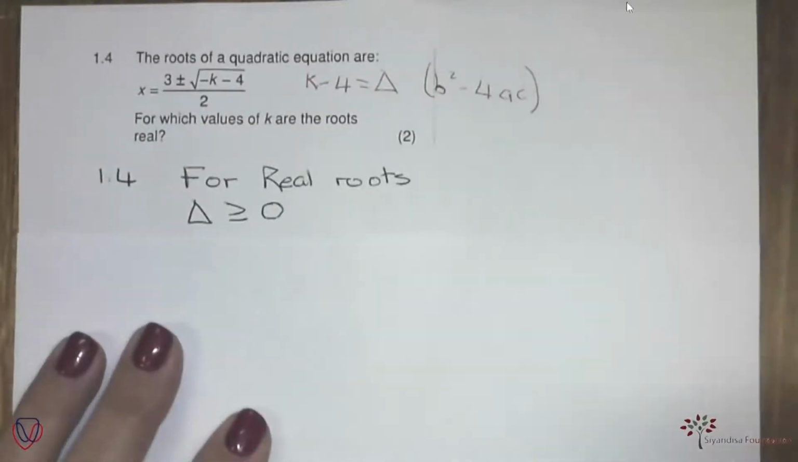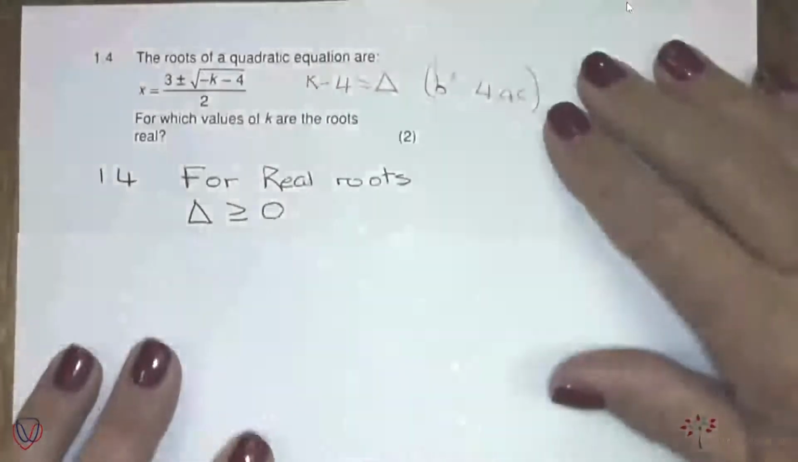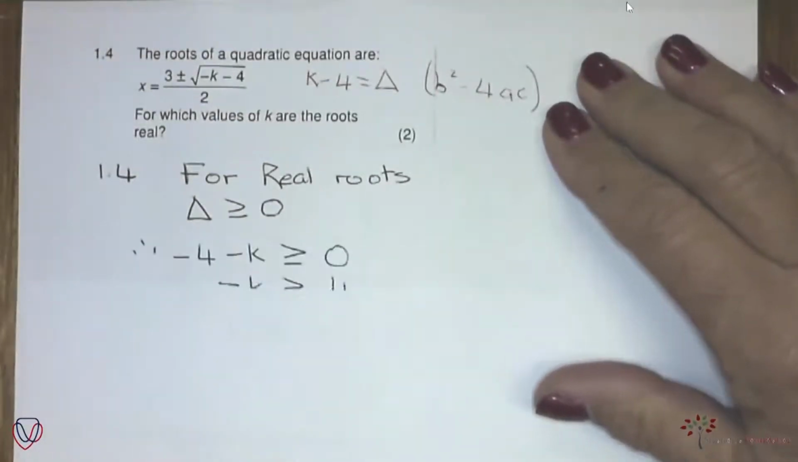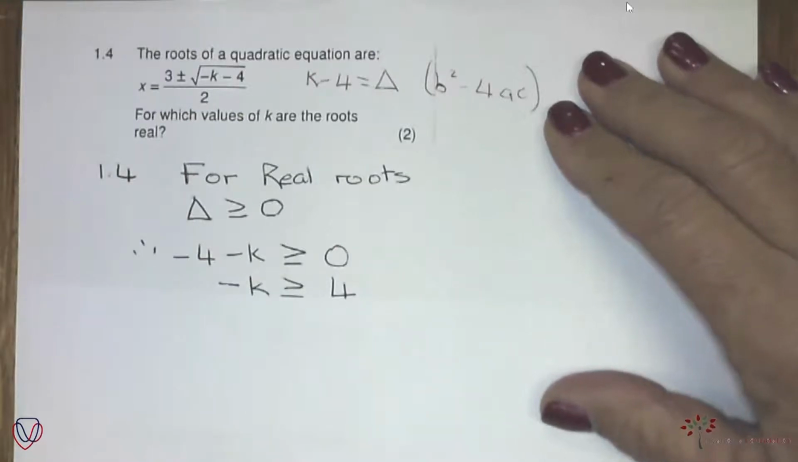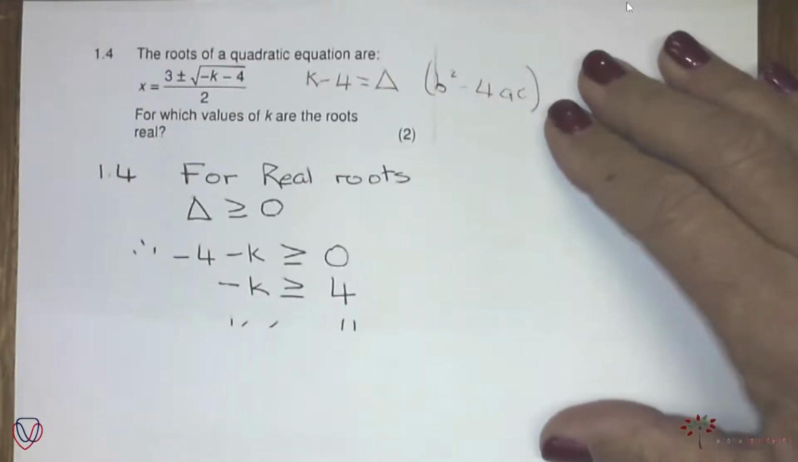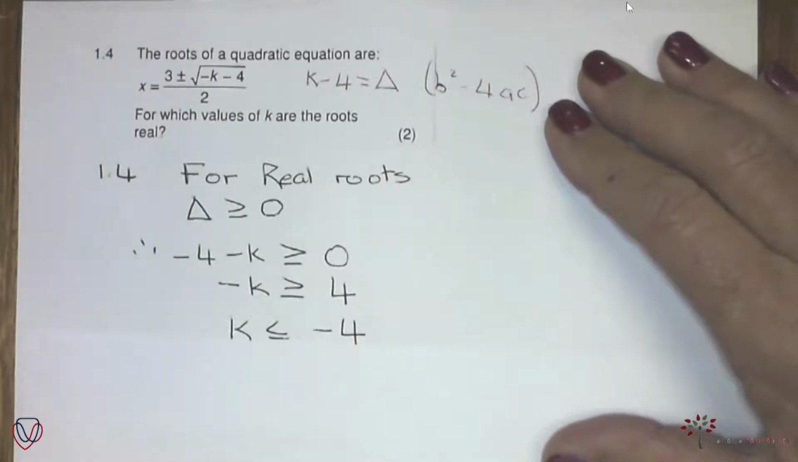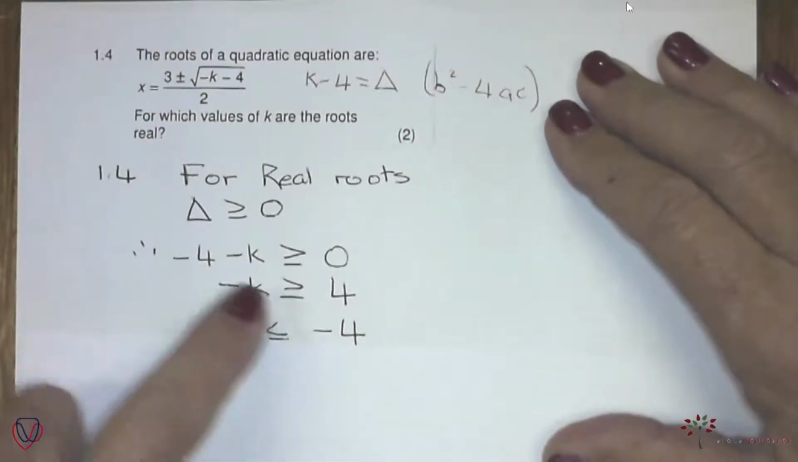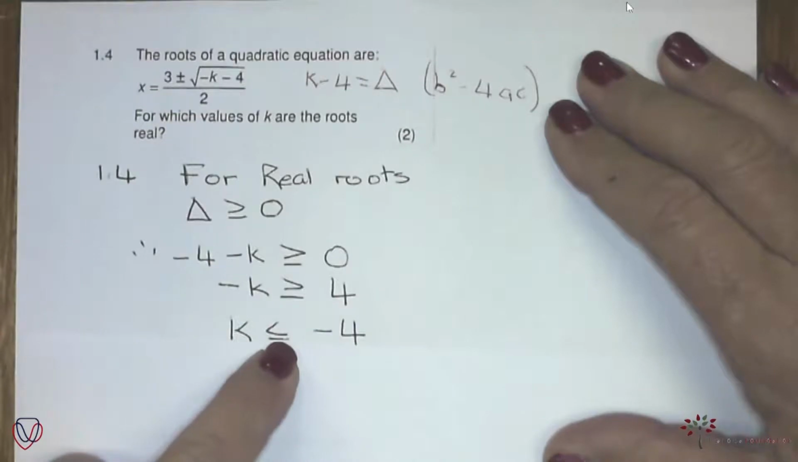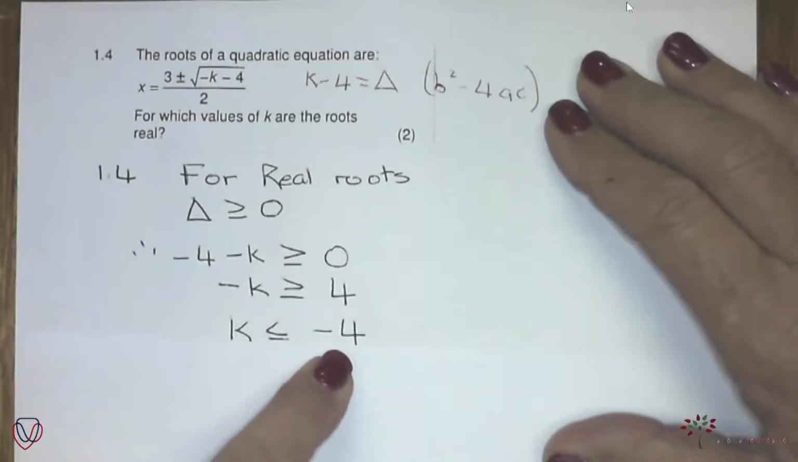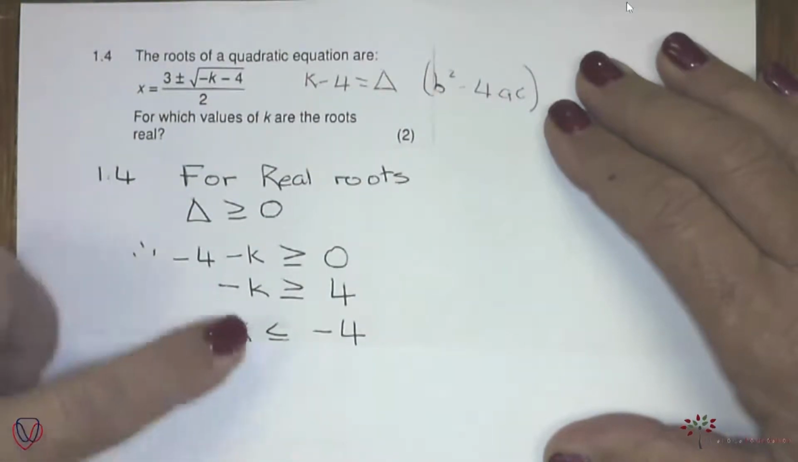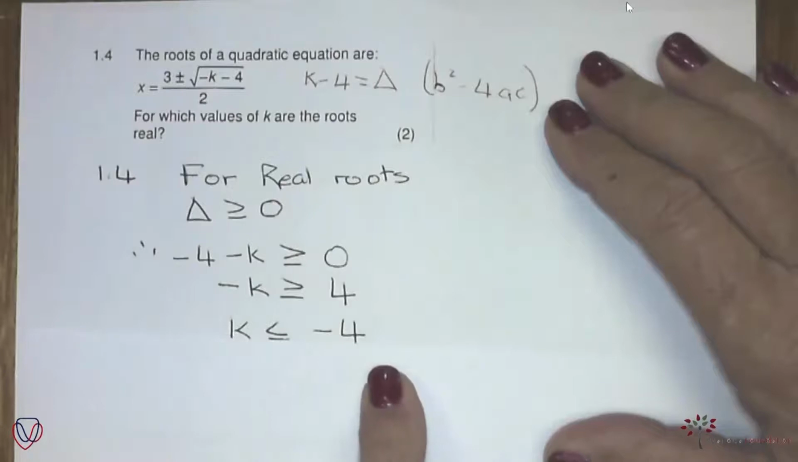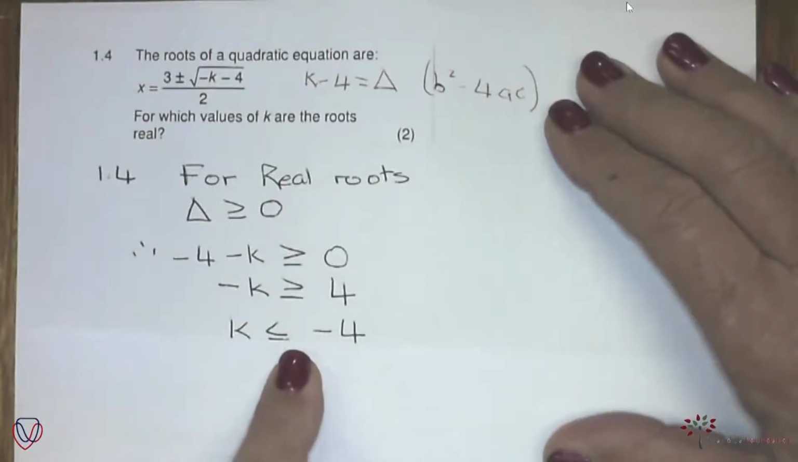That is your delta. So now you take your delta and you put it larger or equal to 0. Solve for k. Negative k is 4. So negative k, divide by negative 1, you swap the inequality, and it becomes a negative 4 on that side. Why did I swap it? Because I divided by negative. And when you divide by a negative, you swap your inequality.